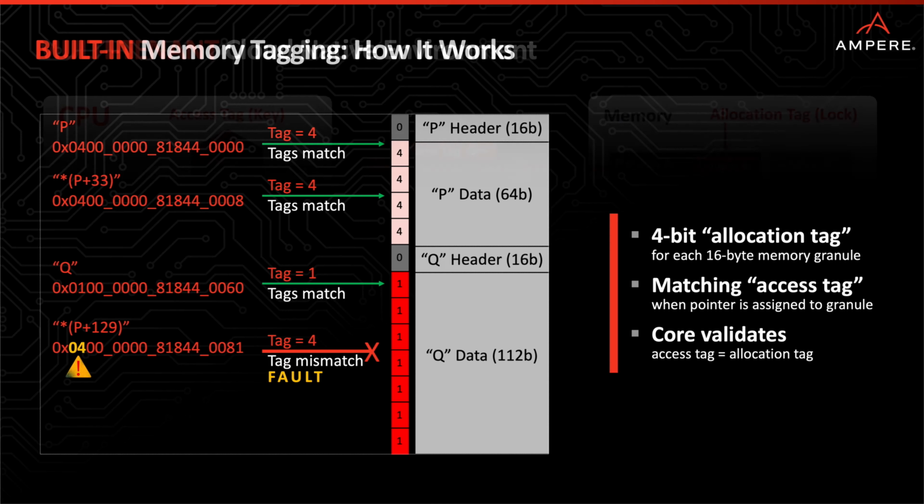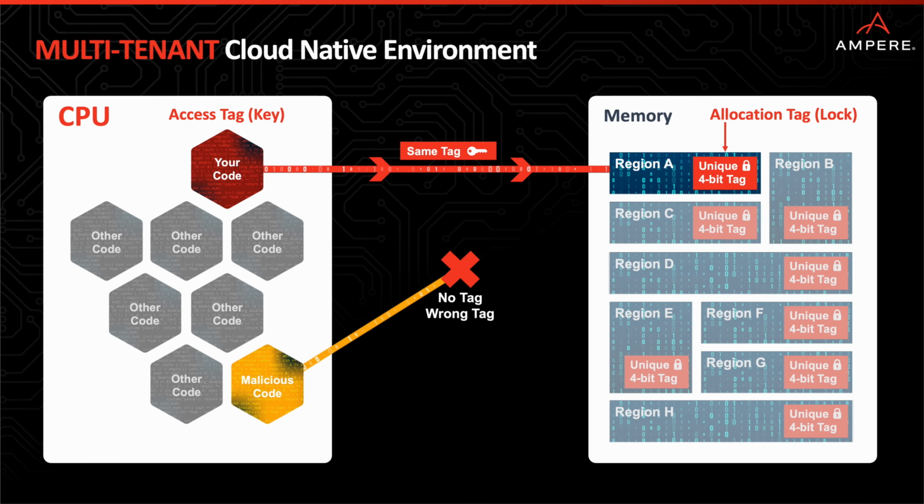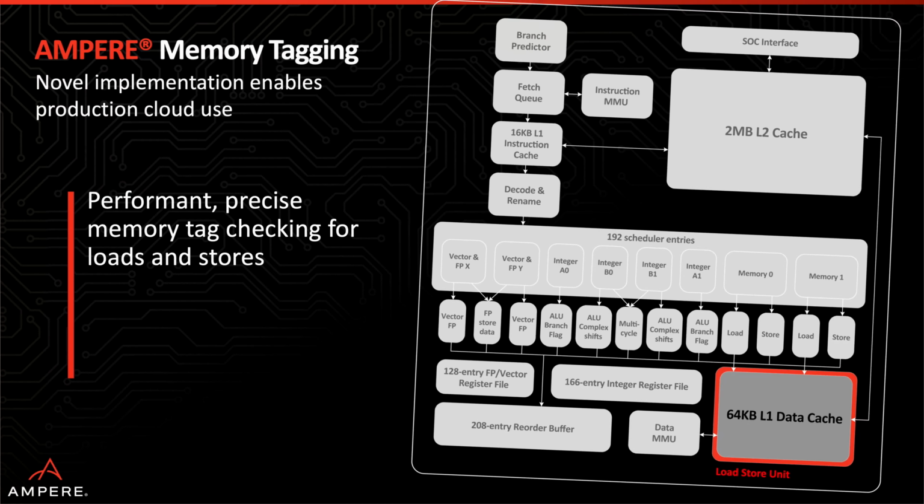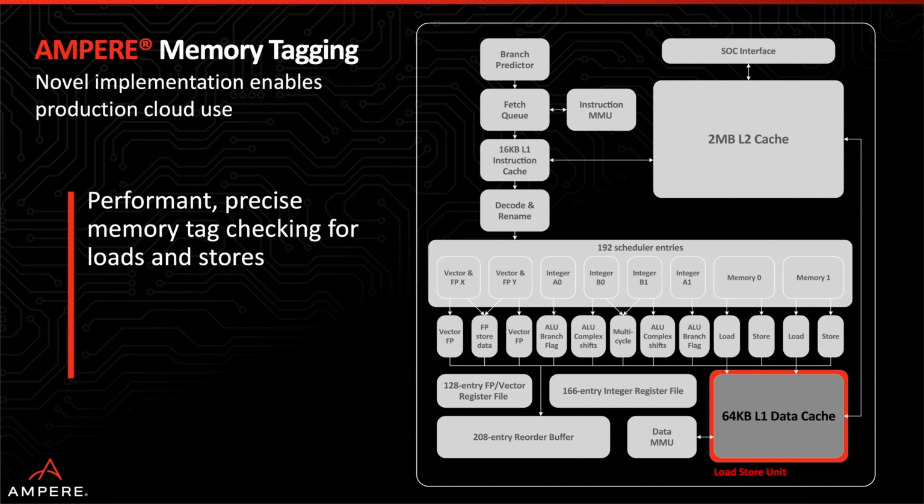If there is a mismatch between the pointers and the memory tag, the CPU causes a memory access fault, preventing any further data access. The AmpereOne architecture is built from the ground up to avoid exploits like Meltdown. And while memory tagging is a system-wide feature, the load store unit of the AmpereOne architecture plays a critical part in making sure this is performant.